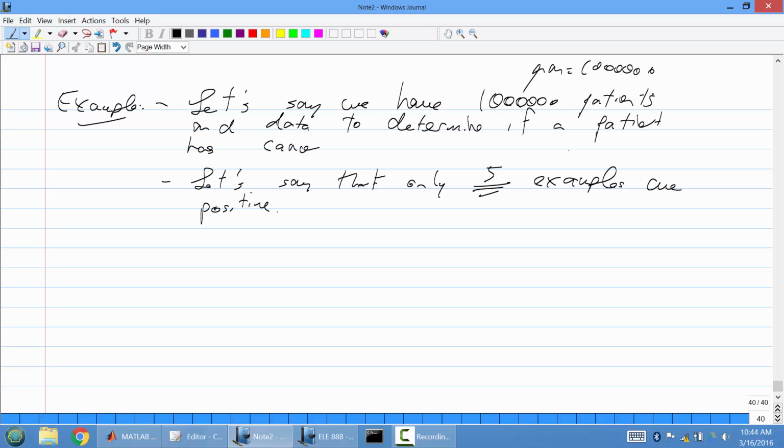Okay? So that means that 5 examples are positive and 999,995 examples are negative. Let's say we had a prediction algorithm where we just said everything is cancer-free. Instead of looking at the features, we'll just say that everything is cancer-free. This means that you predicted the 999,995 examples correct, but the other 5 are incorrect. So what would be the classification accuracy?